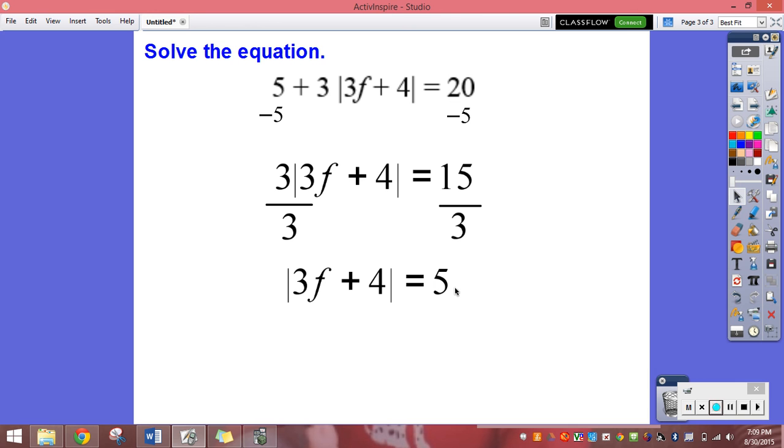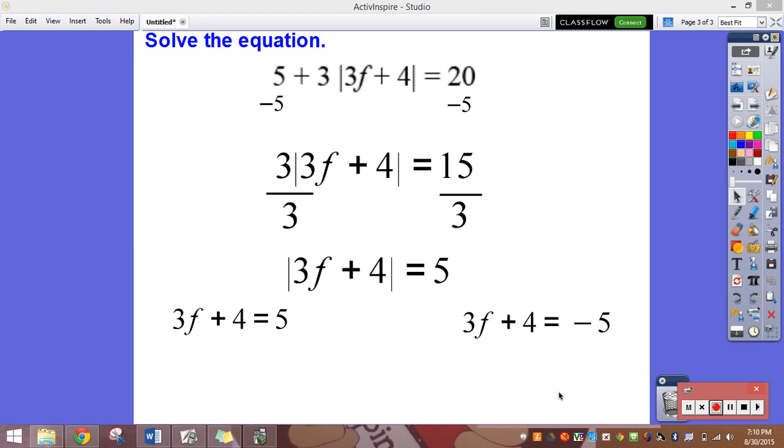Alright, so we're going to break this up into the two cases. And then once I've done that, I can solve them individually. And so I would subtract 4 and divide by 3 on both of these equations. And so once I completed those steps, my solutions would be f equals 1/3 and f equals negative 3.